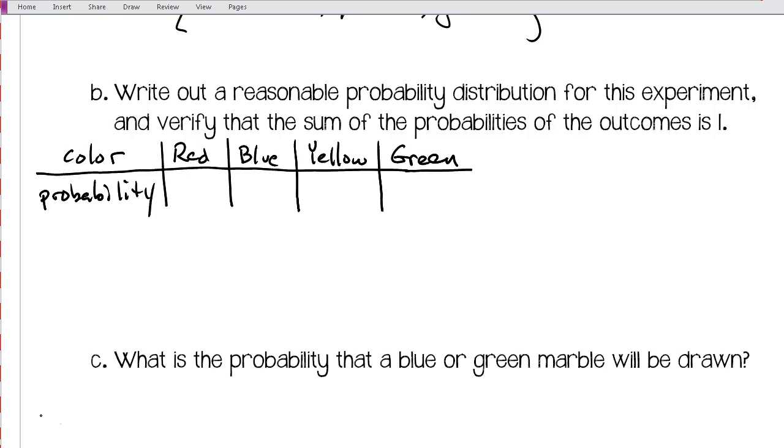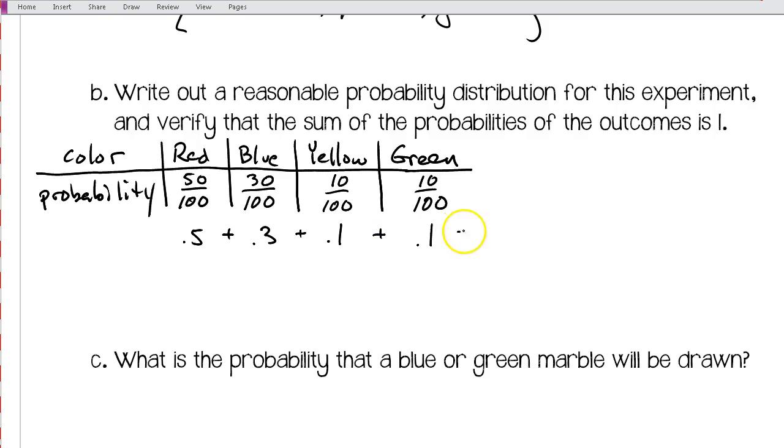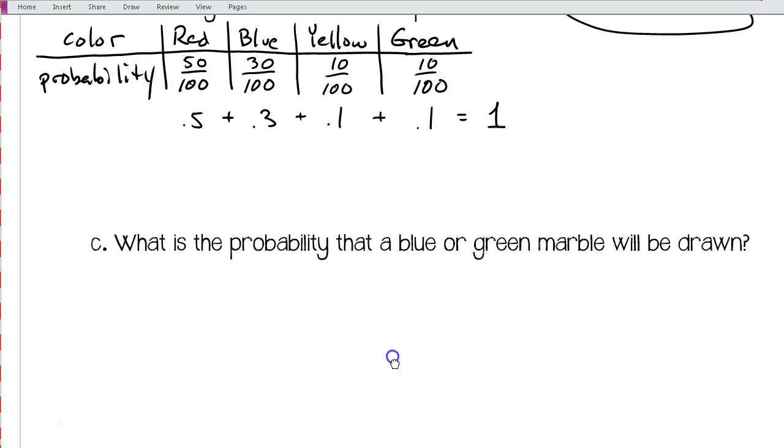And for our red balls, since we have 50 of them, the probability of picking a red one is going to be 50 out of 100. And we have 30 of the blue color, so that would be 30 out of 100 would be the probability of picking a blue one. Yellow would be 10 out of 100. And green would also be 10 out of 100. So sometimes we'll want these as fractions, sometimes we'll want them as decimals. So for the red we have 0.5, 0.3 for blue, the yellow we have 0.1, and the green we also have 0.1. And if we add up these probabilities, we get 1. So we've verified that the sum of the probabilities of the outcomes is 1. So there's our probability distribution.